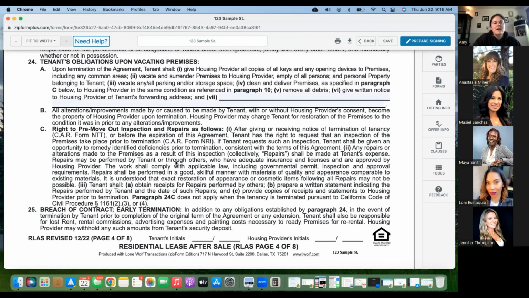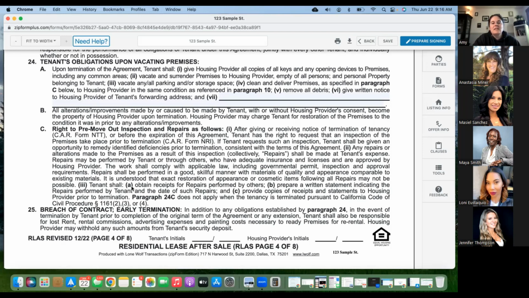the tenant's expense. Repairs may be performed by tenant or through others who have adequate insurance and license and are approved by the housing provider. The work shall comply with applicable law, including government, permit, inspection, and approval requirements. Repairs shall be performed in a good, skillful manner with materials of quality and appearance comparable to the existing materials. It is understood that exact restoration of appearance or cosmetic items following all repairs may not be possible.